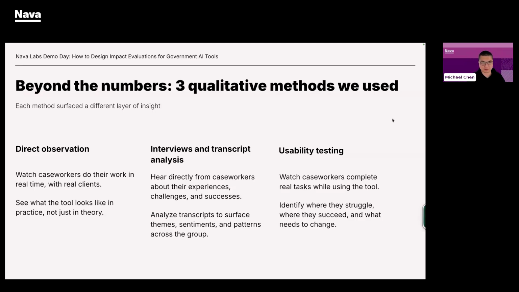And then the third piece is that we conducted a series of usability tests, particularly in the earlier phases, where we built these prototypes and got to observe caseworkers complete real tasks using the tool. This gave us insight into where things went smoothly and where things got stuck, and what we could do to make design features easier and clearer to navigate. Together, these three methods gave us a much richer understanding than just looking at metrics alone, and gave us ideas for how we can improve as the pilot went along.